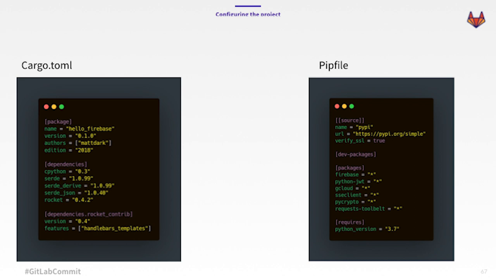And for the Pipfile, this is an example for a project that uses Firebase, and we need Firebase and all of the other dependencies are dependencies of Firebase, so we need to put those dependencies in the file and the Python version that we will be using. It has support for Python 3.5 and the latest version.